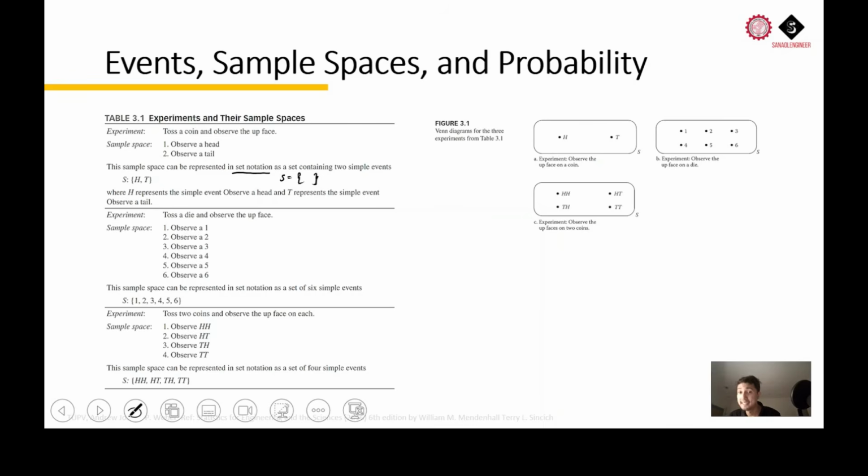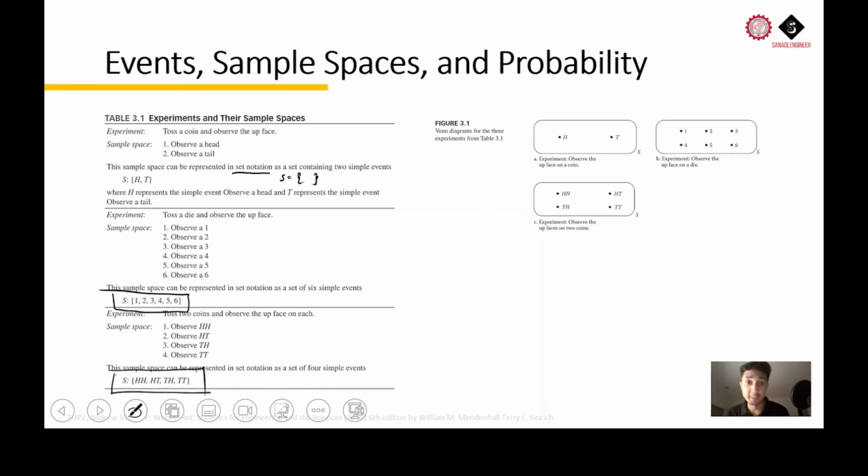So we know that the die has six faces. Therefore, the sample space contains 1, 2, 3, 4, 5, and 6. So the set notation of that sample space is this. Next experiment. Toss two coins and observe the up face on each. We just solved this experiment. And of course, you can observe HH, HT, and so on. And this is the sample space of that experiment, okay?